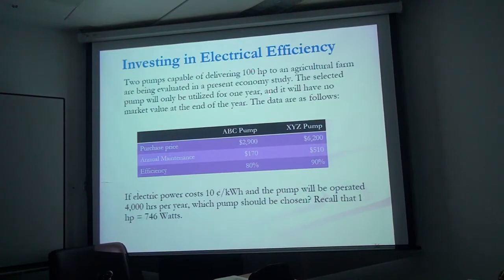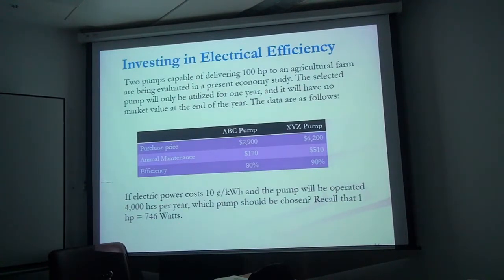Output power is the same for the two pumps. The cost of electricity is 10 cents per kilowatt hour, and the pump will be operated 4,000 hours per year. Which pump should be chosen? Recall that 1 horsepower is equal to 746 watt.